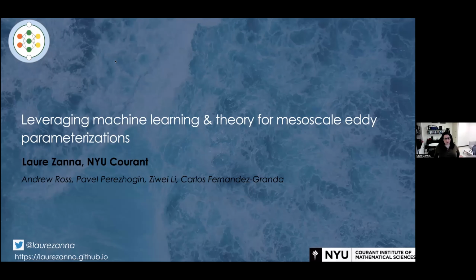So I'm going to talk about some joint work with Andrew Ross, Pavel Perez-Hogan, Zewili, and Carlos Fernandez-Granda here at NYU on our use of data and machine learning together with theory to come up with mesoscale eddy parameterization.